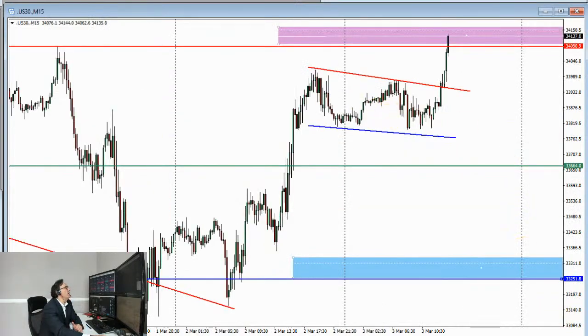So let me show you where I am with the Dow Jones, and then I have Euro dollar, I have Nasdaq set up, I have another FTSE, I have DAX, German DAX set up as well, cable.